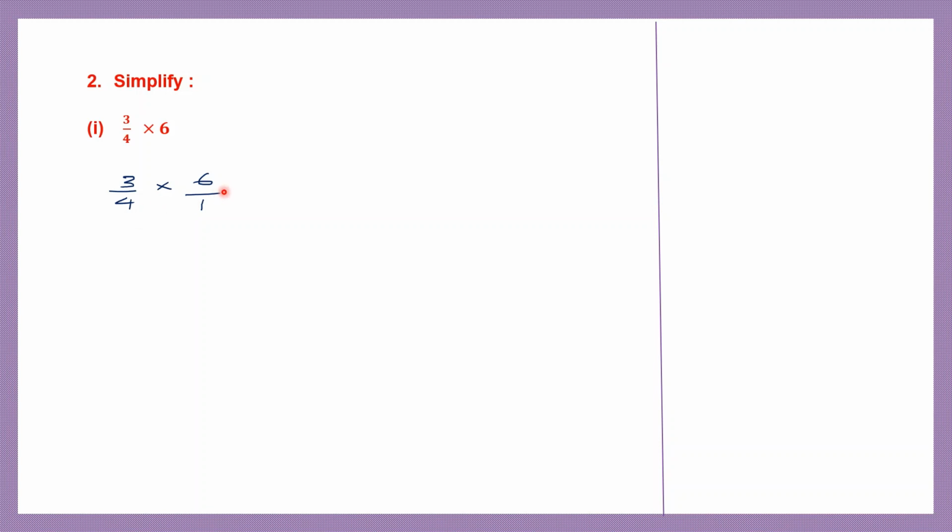4 and 6 are even numbers, so both are divisible by 2. Let's divide both by 2. So 2 twos are 4 and 2 threes are 6. Now there's nothing more that we can cancel. So we'll multiply the numerators. 3 into 3. Okay, so that is 3 into 3, and in the denominator we have 2 into 1. So what do we have? 3 threes are 9 and 2 ones are 2.